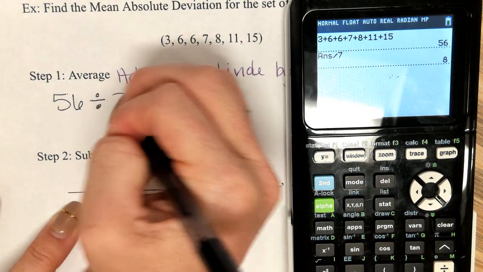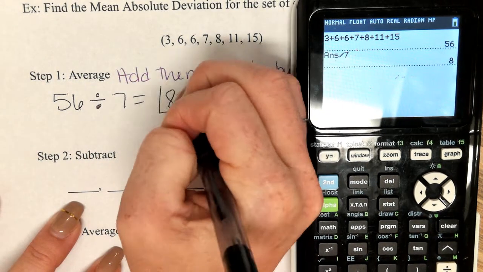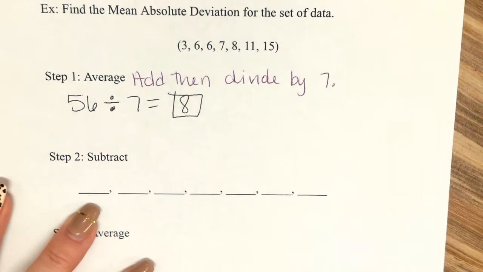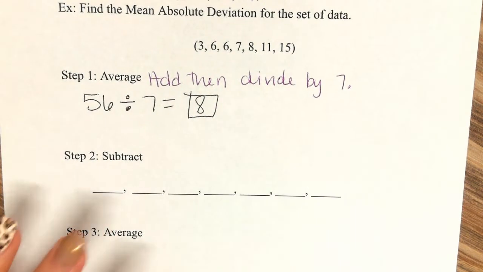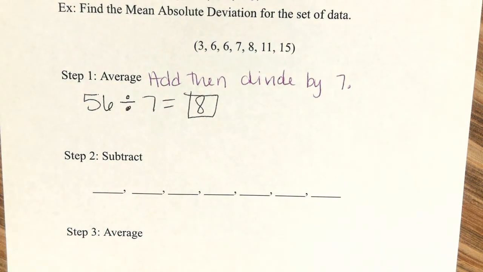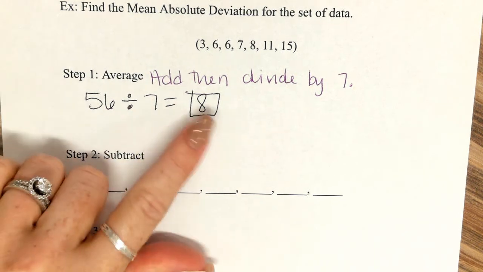So divide by 7, and I got what? 8. 8 is the average. That's what you learned to do in 6th grade. Let me tell you all this. That will be an answer choice. Did everybody hear me? That will be an answer choice.